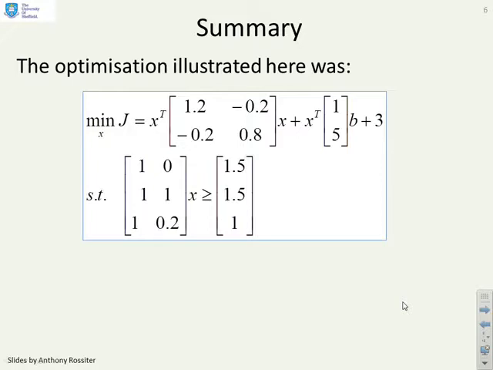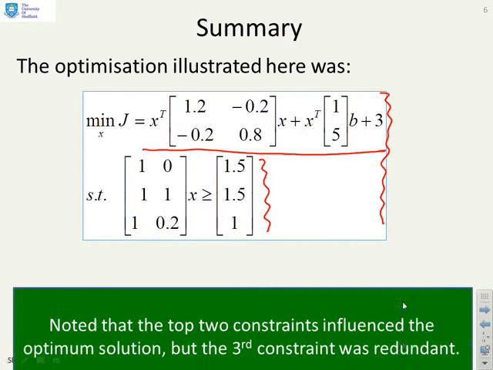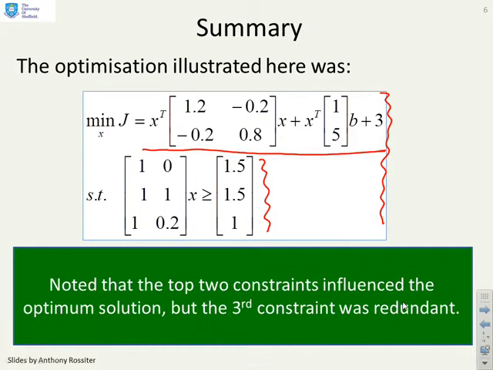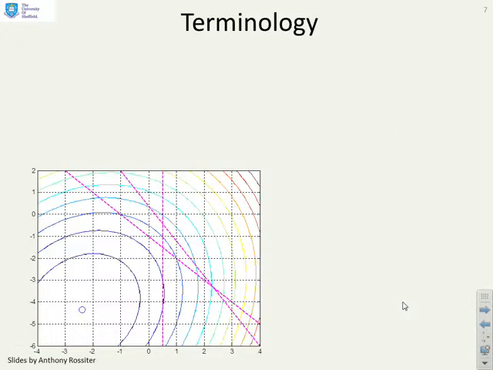So here's an example of a sort of mathematical representation of the problem we've just done. You'll see we've written the quadratic part at the top, there's my J, and we've represented the constraints using inequalities like this. What we noted was that for this case, the top two constraints influenced the optimum solution, but the third constraint was redundant. Now, let's look at some different examples.